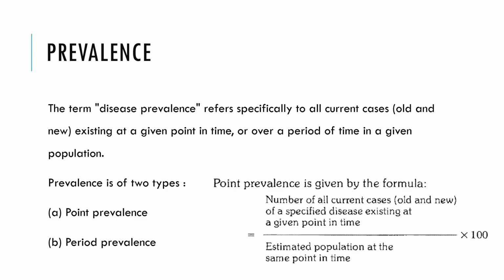Next comes prevalence. A disease prevalence specifically refers to all current cases, that is all the prevailing cases, both old and new, existing at a given point in time or over a period of time in a given population. Based on this, there are two types, which is your point prevalence, that's in a given point in time.